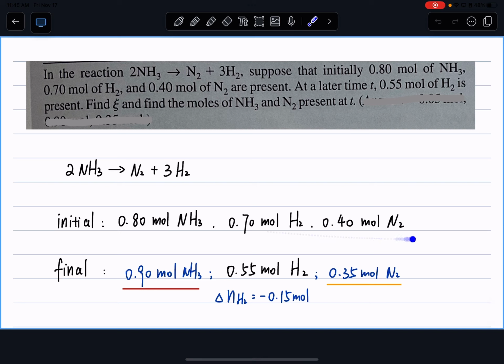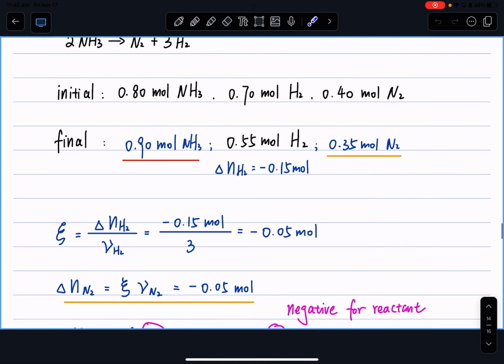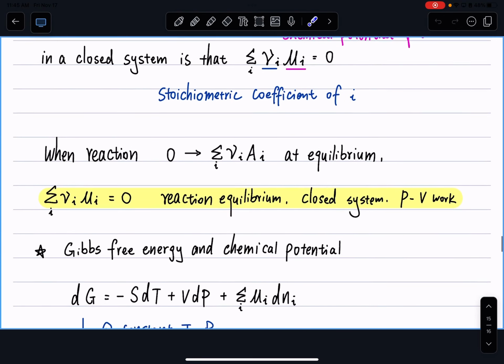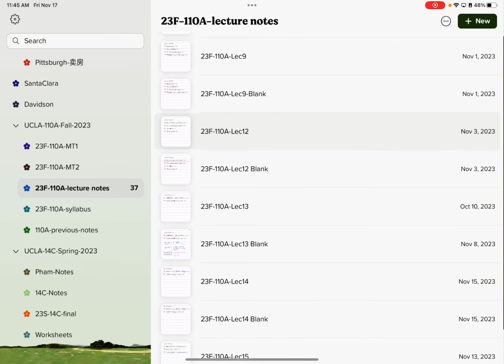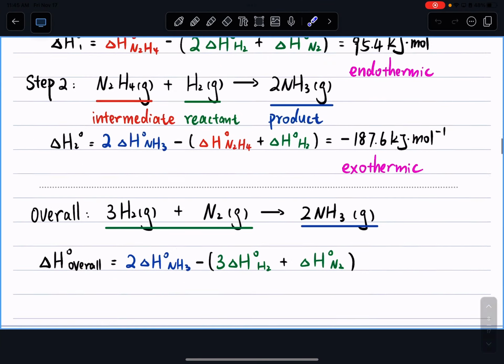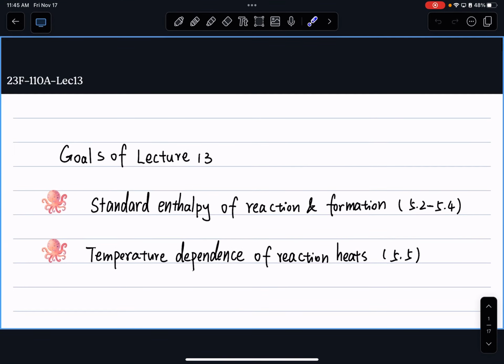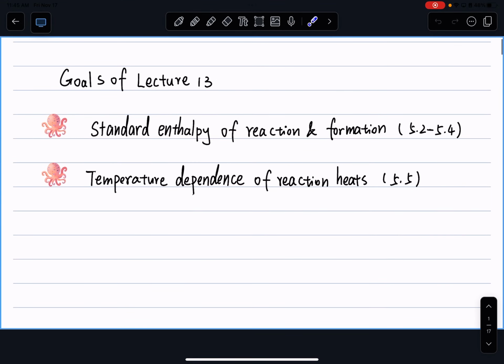We have the initial number of moles of your reactant and product. We have the final number of moles of one of your reactants or products, and you can solve for the change, solve for the extent of reaction, and solve for the properties of the other chemicals. Okay? And yeah, this part is the end of our lecture 12, lecture 13. So for our entire chapter 5, let's just put it this way.